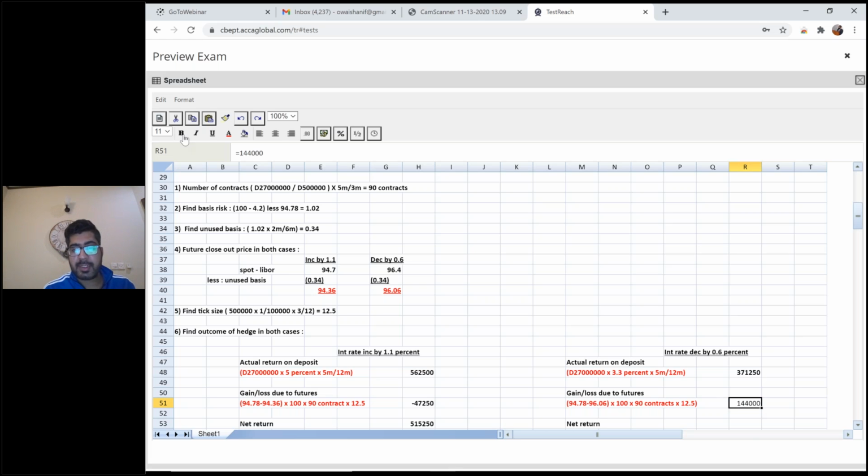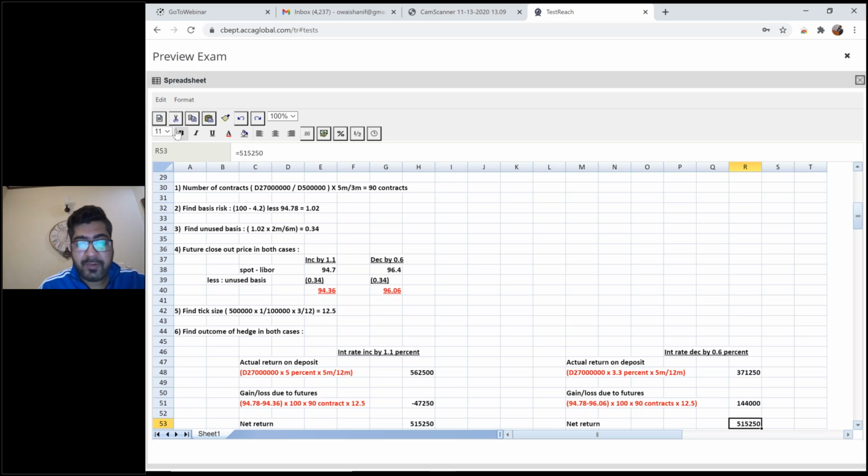Important thing, is it a gain or a loss, will it be added or deducted? Now, in deposit the strategy is buy now, sell later. Buy at 94.78, sell at 96.06. Buy at 94.78, sell it higher at 96.06. It's a gain. Gain increases return. So you have return, gain increases return, add it. This makes it 515250.